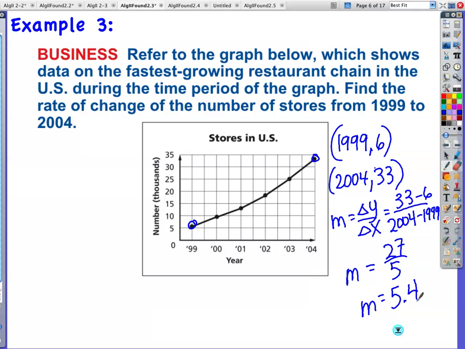What do I label this? The rate of change is a change in y over change in x. The y value is the number in the thousands. So this is 5.4 thousand per year. So from 1999 to 2004, the average rate of change was 5.4 thousand per year.